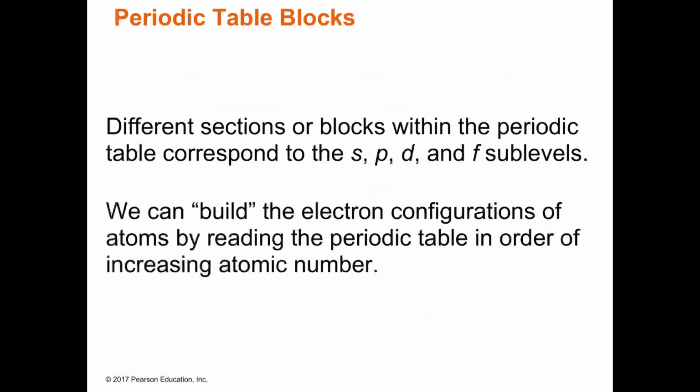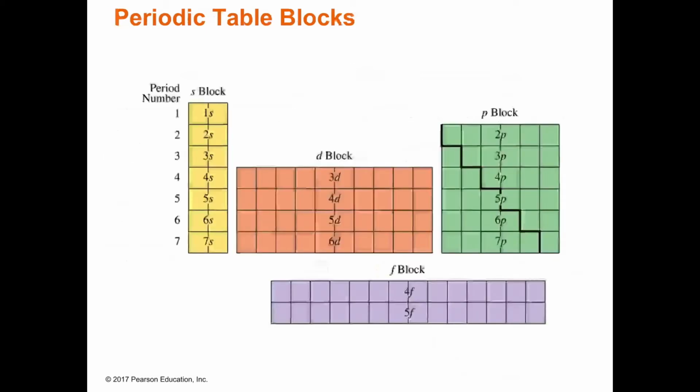We can look at the periodic table and see the different areas that correspond to the s, p, d, f sublevels. Then we can build the electron configurations by essentially reading the periodic table in order of increasing atomic number. This is just another way that we can use the periodic table as a tool. I told you it's going to be like the world's greatest cheat sheet when you're done with this class. There's so much information on the periodic table, so we'll actually use it to read our electron configuration.